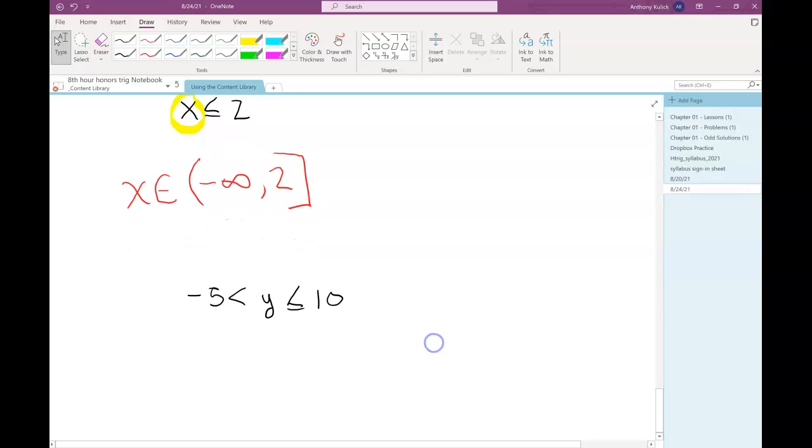The lower bound in this case should be then -5. The upper bound should be 10. Okay, the -5, should it get a bracket or a parenthesis? Parenthesis. And the 10 should get a bracket. And again, we need to do this case y is a member of, since the variable in this problem is a y.